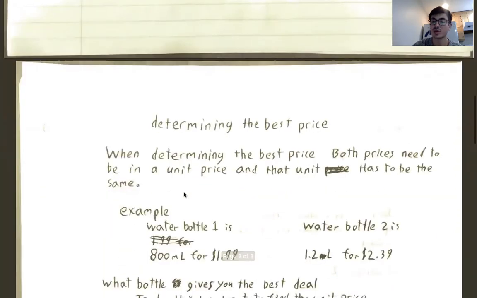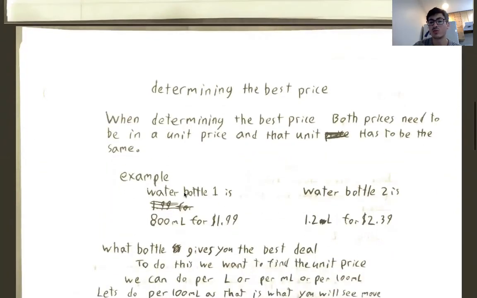So now let's look at determining the best price. When you determine the best price, you want both of your prices to be a unit price, so this much per some unit, and that unit has to be the same. There's no use saying, oh, this apple is $1.99 per pound, and this one's $3 per kilo. Sorry, which one's cheaper? Well, you can't just tell automatically because they have different units. So you want the per unit to be the same.